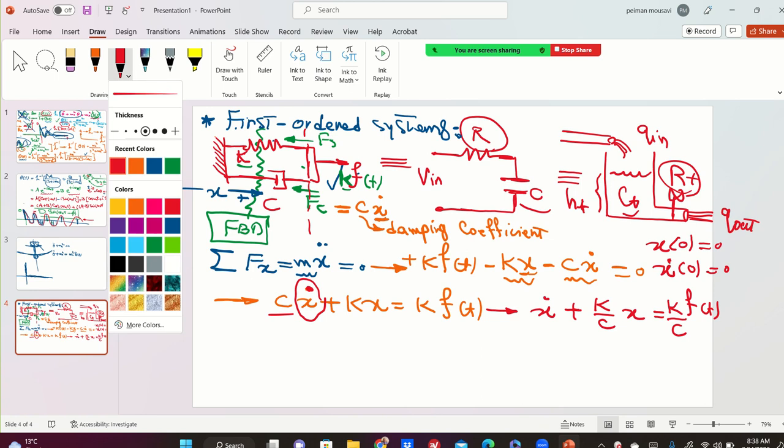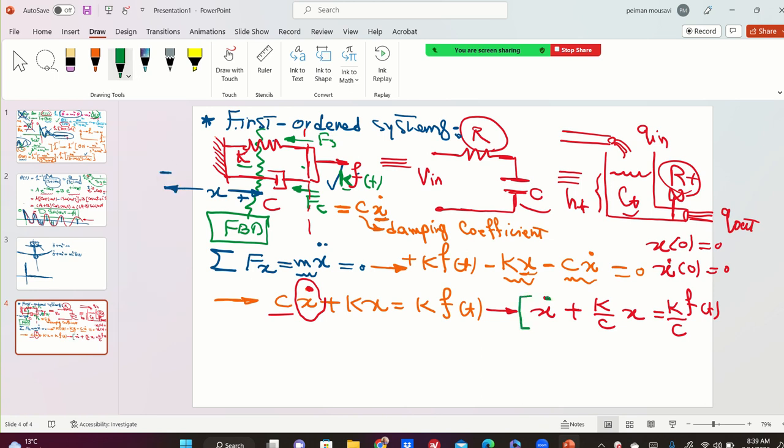Now, as I taught you a million times, we are in the frequency domain. For the solution of this, I'm going to apply what? You tell me. I'm going to apply Laplace transform.